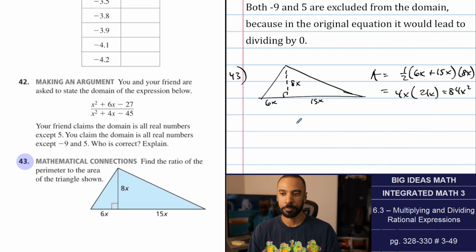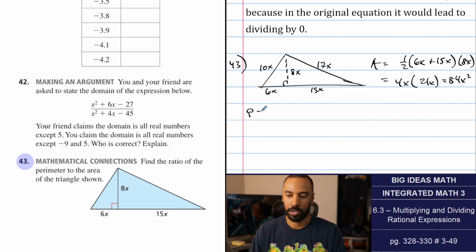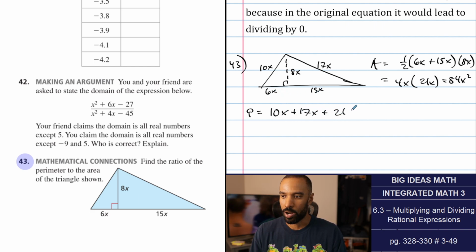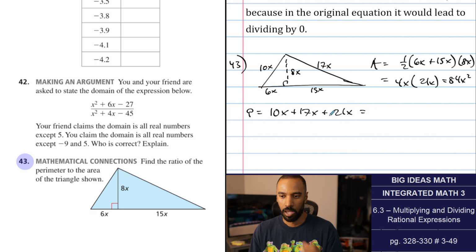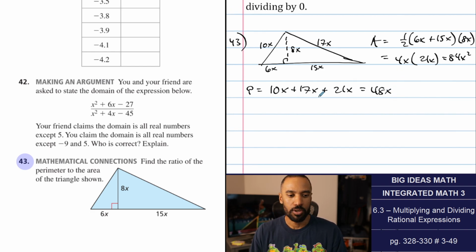There's our area. Perimeter is going to take a little bit. Actually, it's not going to take much. This is a 3, 4, 5 special triangle, and 6, 8, 10, and that is x. And 8, 15, 17 is 17x there. So your perimeter is, that's Pythagorean theorem in a nutshell, 10x plus 17x plus 21x, the combination of the 6x and 15x. And there you have 48x.